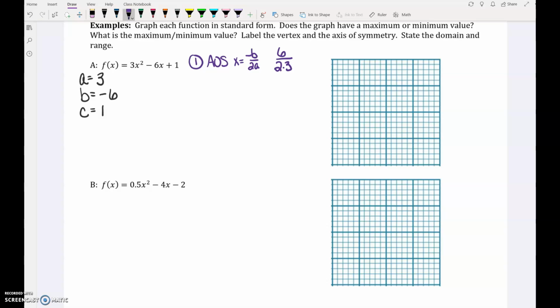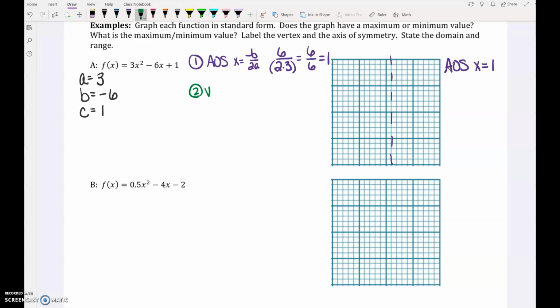You will need to do a little bit of mental math, because if you try to type into your calculator 6 divided by 2 times 3, it will do 6 divided by 2 and then multiply it by 3 when you really need to do the 2 times the 3 first. Our axis of symmetry is 1. So our axis of symmetry is x equals 1. That means we have a symmetry line going through our graph vertically at a value of 1.